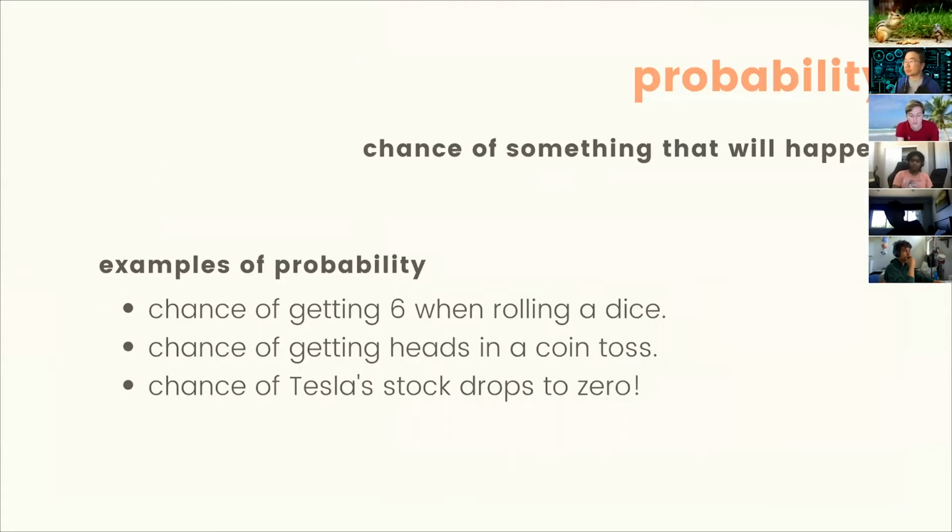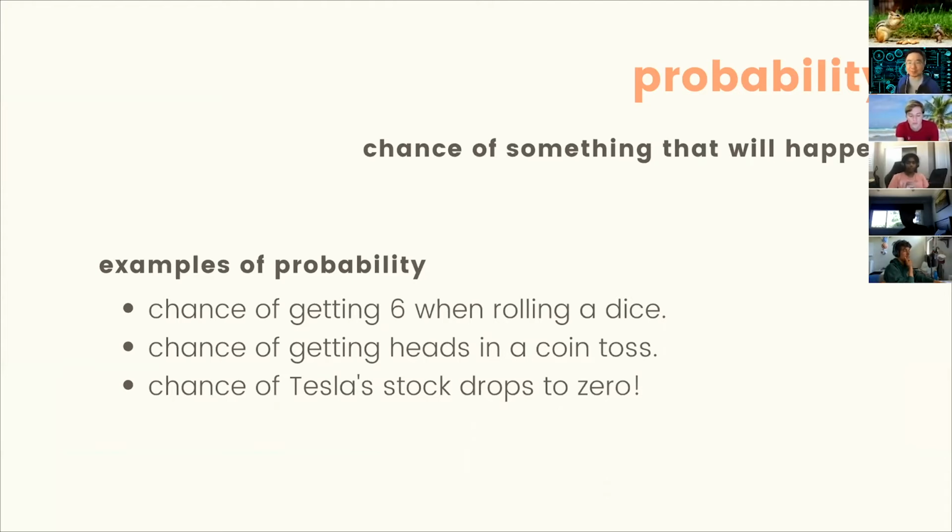So probability is basically the chance of something happening. That's a very simple way of explaining it. But later you will see different schools of thought on how to interpret probability. For now, we're just going to stick to this: the chance of something happening. An example of probability: the chance of getting a 6 when rolling a dice is 1/6.